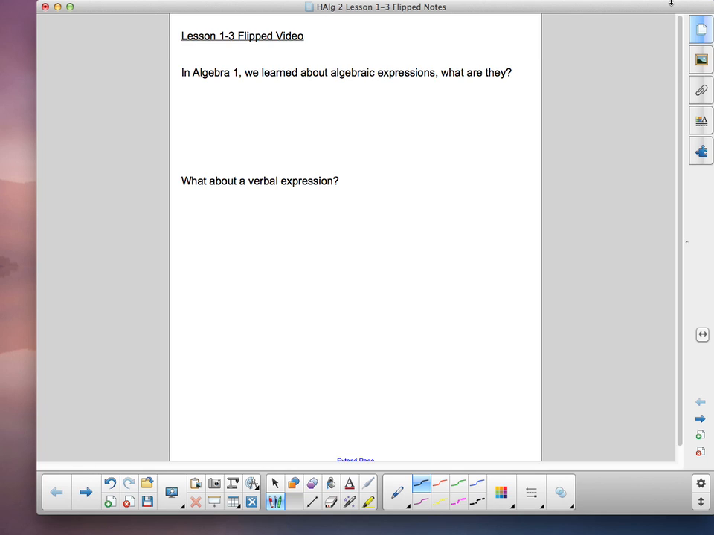So, in Algebra 1, we learned about algebraic expressions. Okay, what is an algebraic expression? An algebraic expression is just a problem. All right, it's a problem with variables. Variables, remember, are letters. Okay? We have a couple different kinds of algebraic expressions. The first one's called an open sentence. Open sentence means we don't have an equal sign. Okay? It simply means it's just an expression, only variables, not equal to anything.